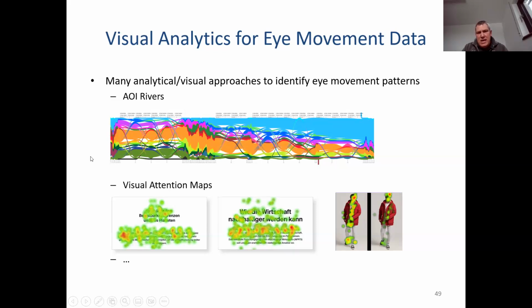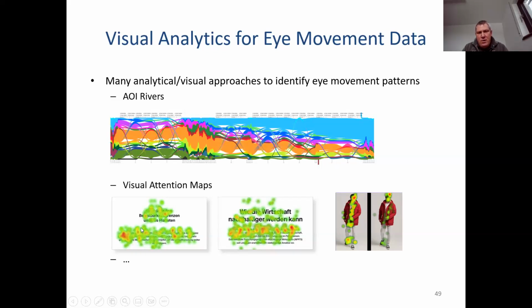So with this visualization technique, you can see on one view where and when the people pay visual attention to a visual stimulus. And there are even many more. The most popular one is the so-called visual attention map. You can see a few examples here.